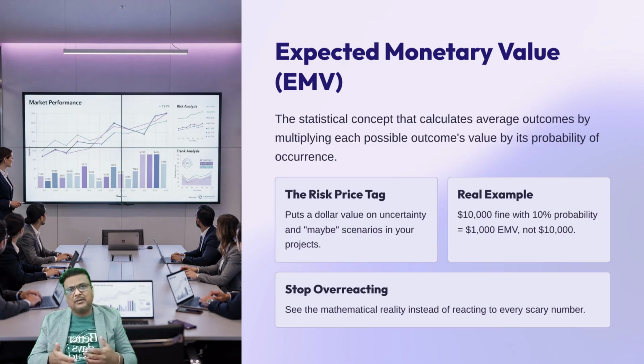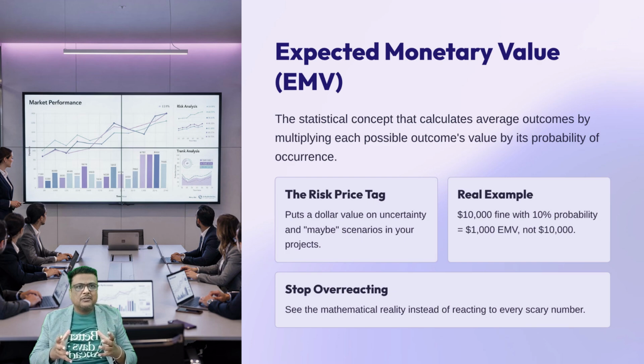Stay with me here because you've probably seen this at the office where people say things like, we might lose money if the vendor is late, but they never say exactly how much that might is worth. EMV gives us that answer. I remember a project where we had a risk of a $10,000 fine, but there was only a 10% chance of it happening. The price tag for that risk isn't $10,000, it's actually just $1,000. By using EMV, you stop overreacting to every scary number and start seeing the mathematical reality of your project.